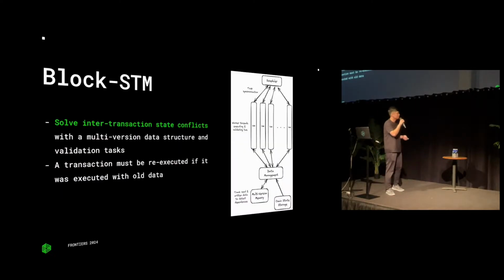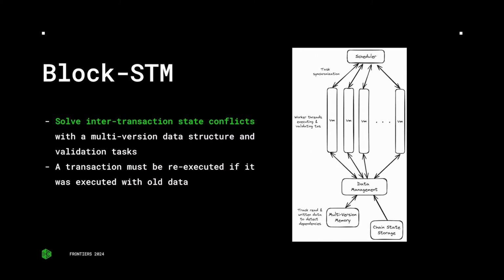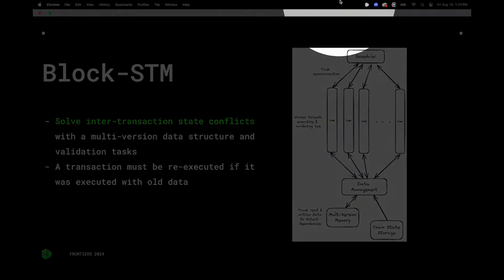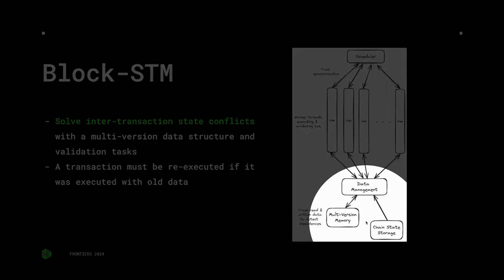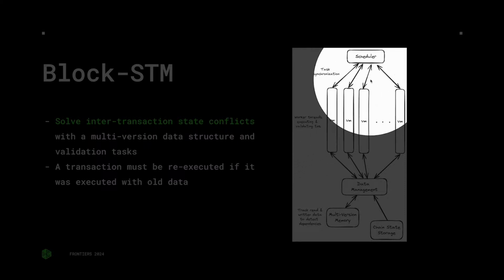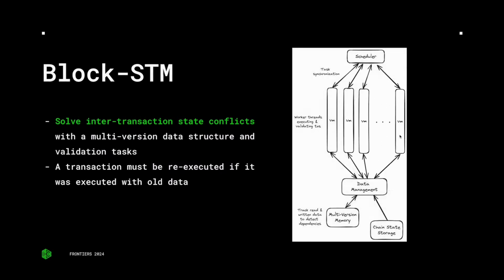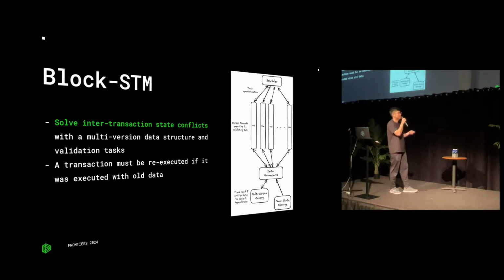And to solve this, we have Block-STM, which is an algorithm designed by Aptos, especially for MoveVM and their own chain back then. They solved this problem by adding a multi-version data structure that tracks read and write data per transaction, and by introducing validation tasks. So a scheduler would schedule both execution and validation tasks to see if transactions were executed with old data, and if so, they must be re-executed with the latest data stored in the multi-version memory.